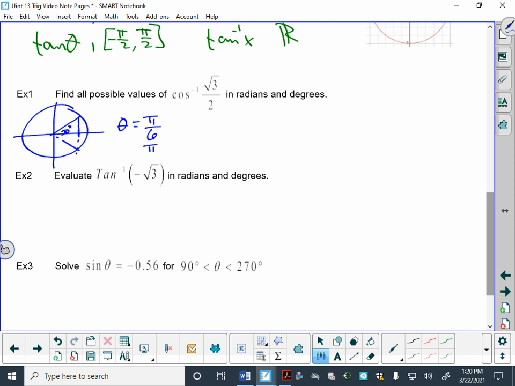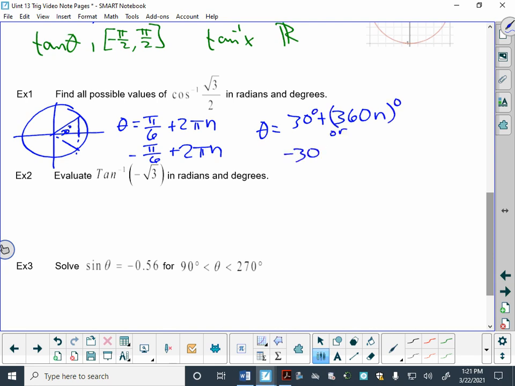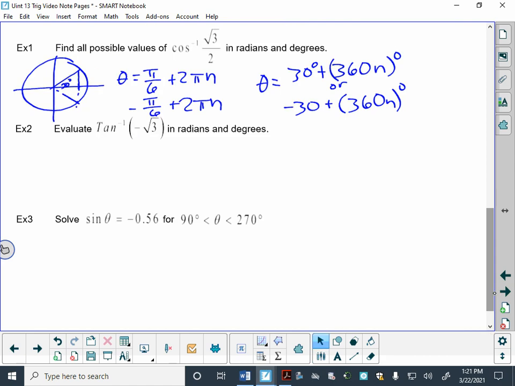So it's pi over 6 plus 2 pi n, and negative pi over 6 plus 2 pi n. That's all of the solutions in radians. In degrees, it is theta equals 30 plus 360 n degrees, or negative 30 plus 360 n degrees. It's an infinite number of them.